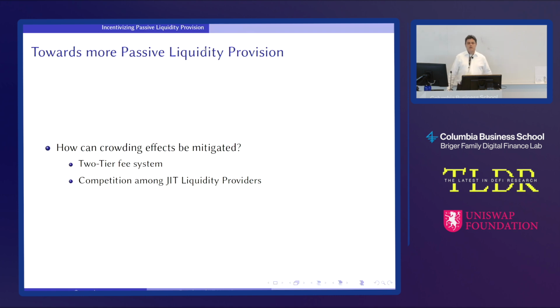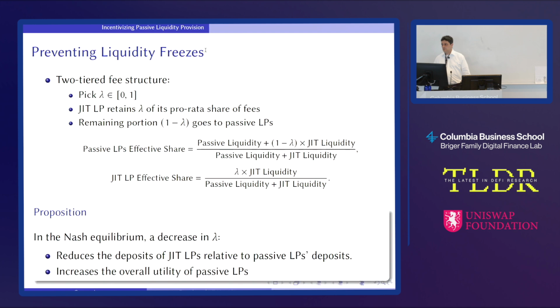And then the next question is, how can we mitigate this crowding effect? One potential solution is to introduce a two-tier fee system or to have more competition among liquidity providers. The two-tier fee system can be designed this way, and this is also informed by some discussion that we had with Uniswap, with Shin and Austin. Basically, the idea is the following.